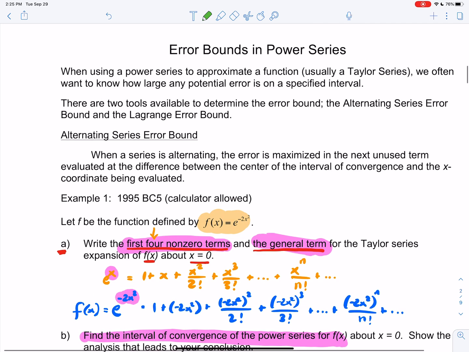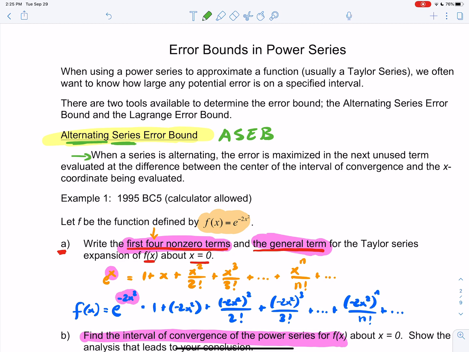Okay, so first the when. Alternating series error bound. We'll call it ASEB for short. Alternating series error bound. When do we use it? Very simple. When you have an alternating series. When you have a series that alternates, you're going to be using the alternating series error bound. That's it. So here I'm going to read you a little bit.